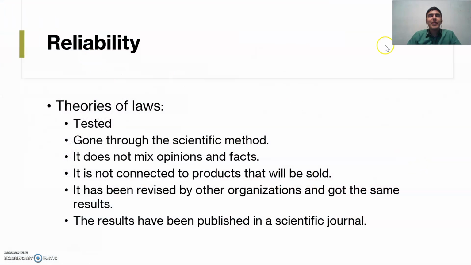And now that we're talking about it, we also need to consider the word reliability. How can we actually be certain that something is true? Usually when it comes to reliability of knowledge, we are going to take into consideration the aspects that you can see in this slide. To prove them true, we need to know that this theory or law has been tested already, and it has gone through all of the steps of the scientific method. And it does not mix opinions and facts.